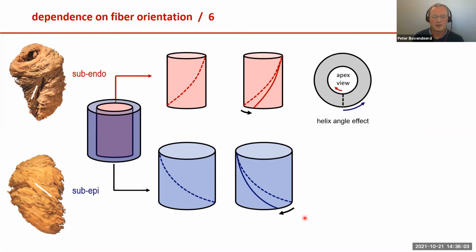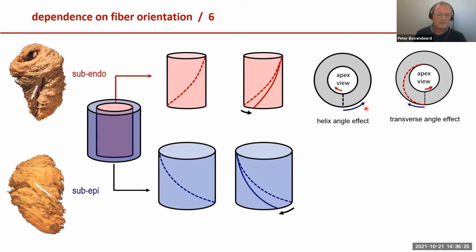And if we then observe this from the apical view, this is what you get: counterclockwise rotation of the inner layers, counterclockwise rotation of the outer layers. And this then causes this strong variation of rotation angle from inner to outer wall.